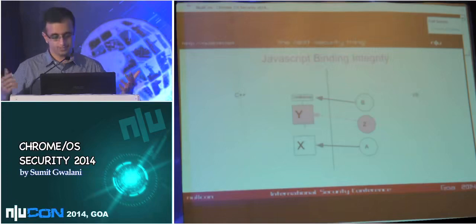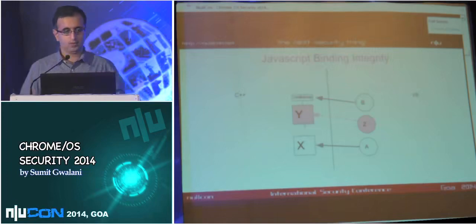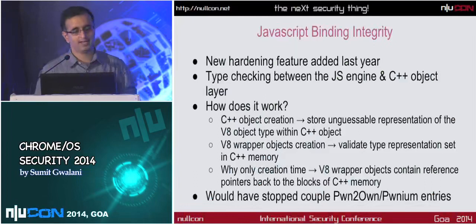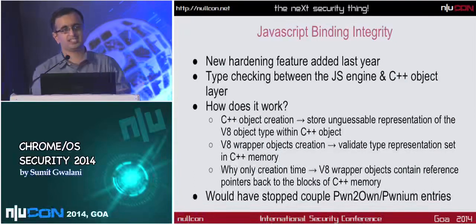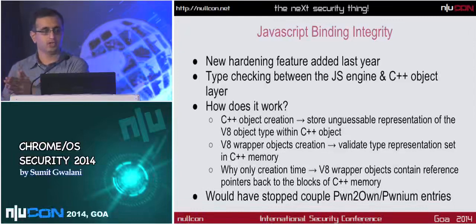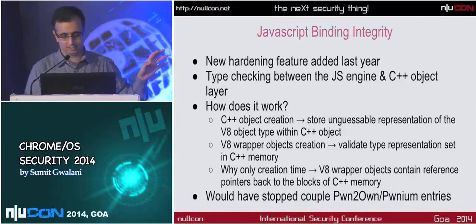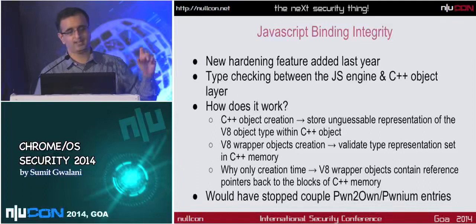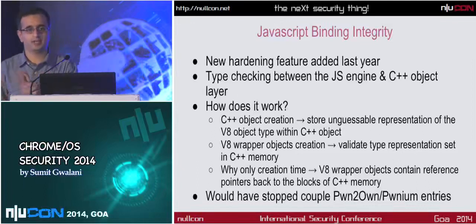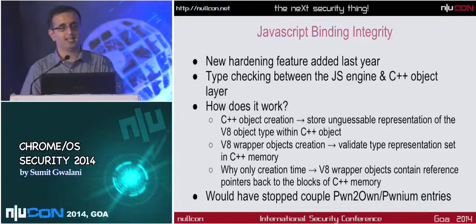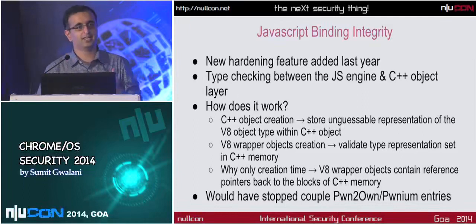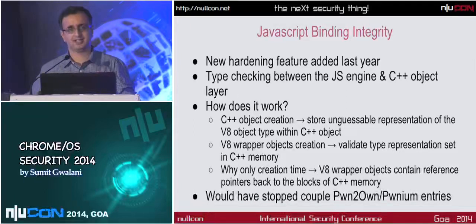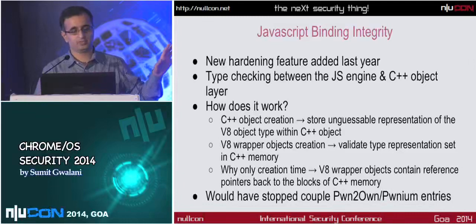So what do you do about it? A new hardening feature that we added last year was adding type checking between the JavaScript engine and the C++ object. So how do we go about doing this? Basically, when you create the C++ object, say Y, you store an unguessable representation of the V8 object type. We can do that because of our ASLR defenses, and basically store it at the side within the C++ object.